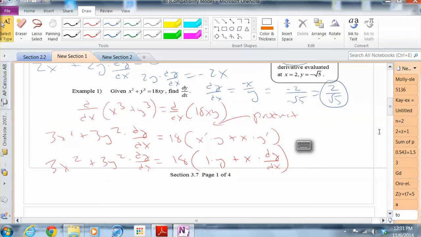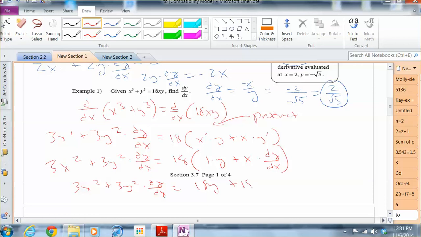Now we have to isolate the dy over dx's, so this is where the fun begins. So 3x squared plus 3y squared times dy over dx equals 18y plus 18x times dy over dx.